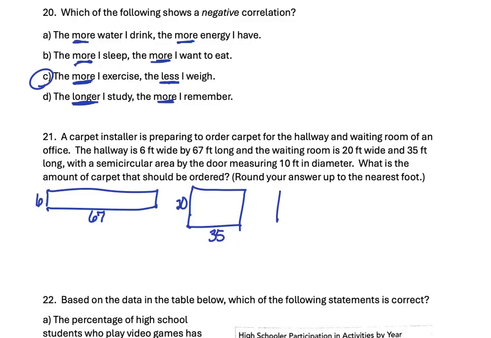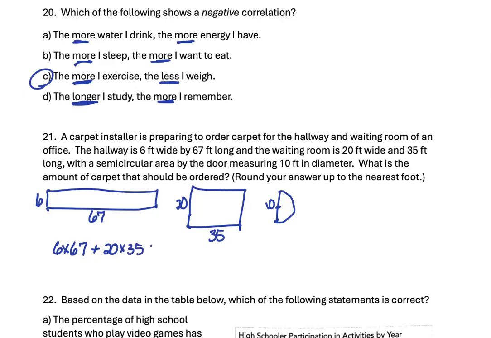Okay, so we have this semicircle whose diameter is 10 feet, so that whole length is 10. And we're asked to find the amount of carpet that should be ordered. It doesn't say estimate, it just says round your answer up to the nearest foot. So we're going to go through some arithmetic here. For the first rectangle it's 6 times 67, and for the second rectangle, it's 20 times 35.